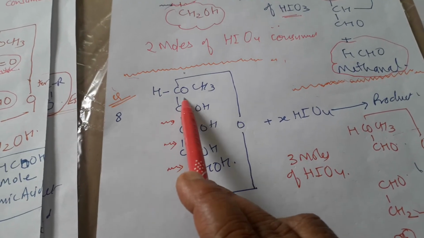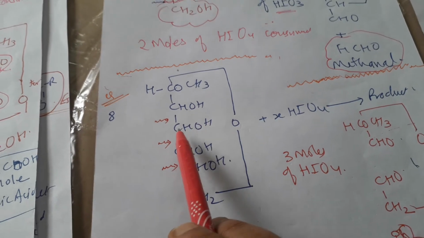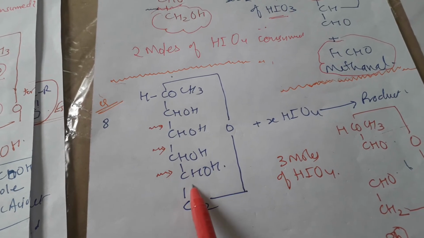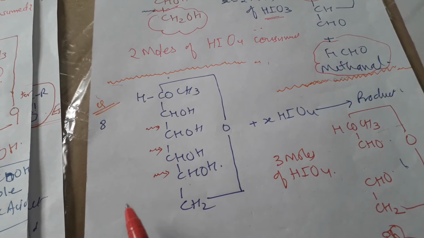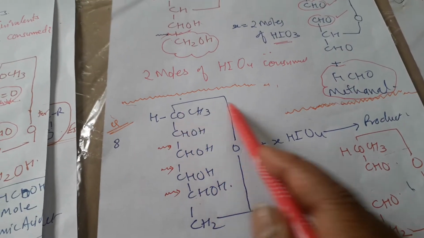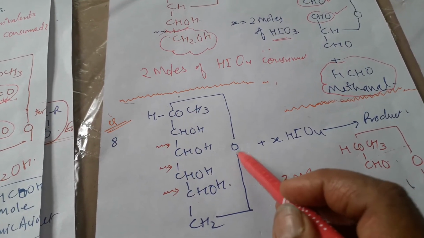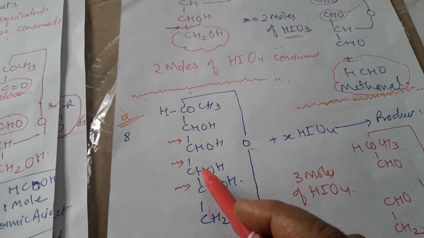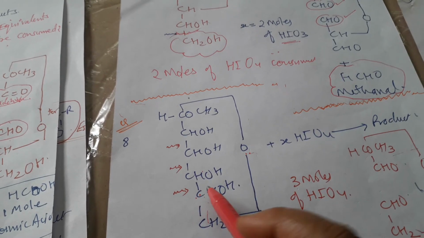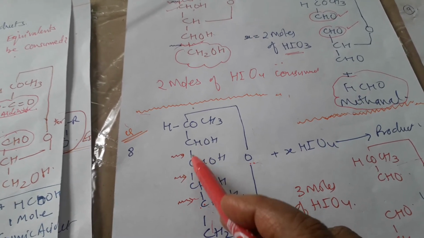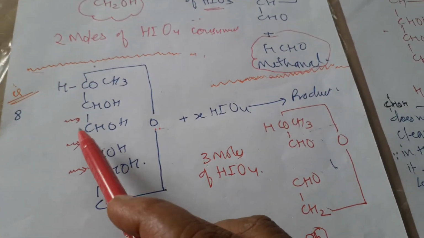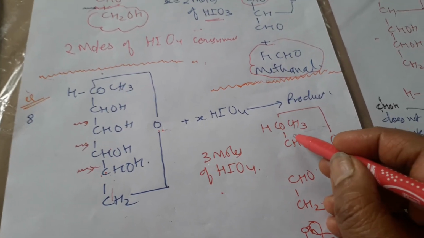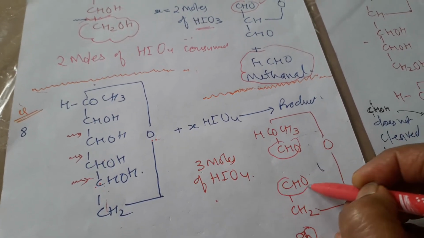See, HCO, CH3, CHOH. Here the carbon with OH means a 2 degree alcohol, CHOH 2 degree, 2 degree alcohol. So how many? 1, 2, 3, 4 are there, and then CH2 is joined with this carbonyl group with O. Right? Now this is cyclic, there will be no change, so there will be no cleavage here. But between this CHOH and this, there will be cleavage. Okay, so how many? 1, 2, 3. 3 moles of HIO4 we have consumed, and here again I am making a circle for this CHO and CHO.